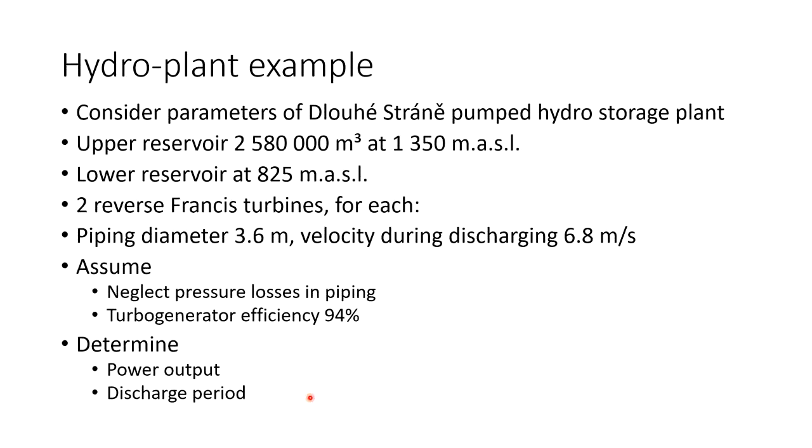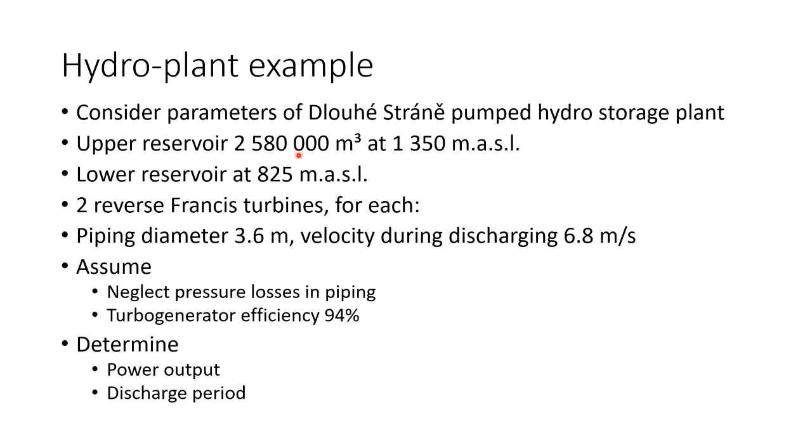Now we will move to the example of hydropower plant, where we will consider a specific power plant in Czechia, pumped storage hydro plant called Dlouhé Stráně, where the upper reservoir is at the top of the hill at the elevation 1350 meters above sea level, with about 2.6 million cubic meters of volume.